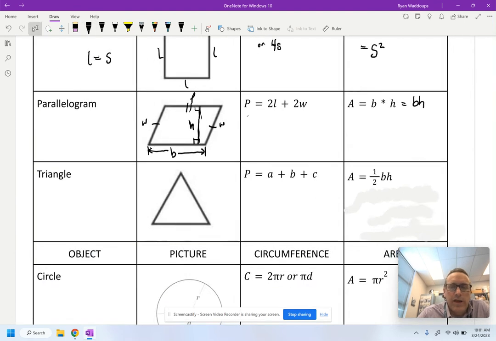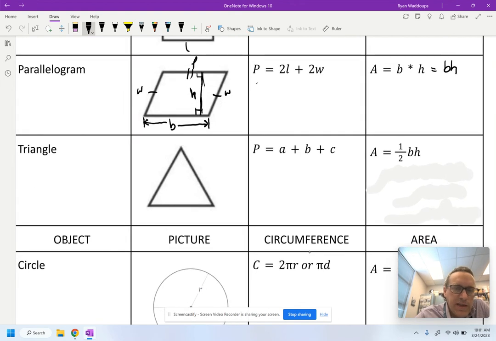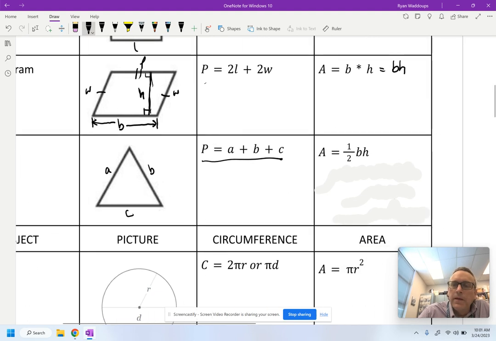Okay. Triangle. Now here it says A plus B plus C, and it's just like any of these figures, it's the sum of the lengths of the sides. So if we call this A and this B and this C, then it's A plus B plus C, regardless of what kind of a triangle it is. It's just the sum of the lengths of the three sides that would be the perimeter. Okay, the area, however, is 1/2 BH, and once again, that's 1/2 the base times the height.